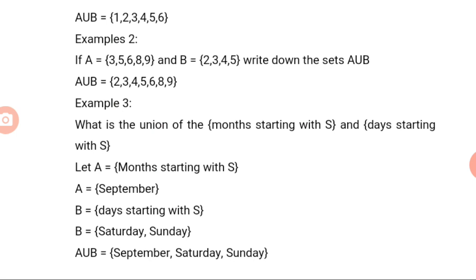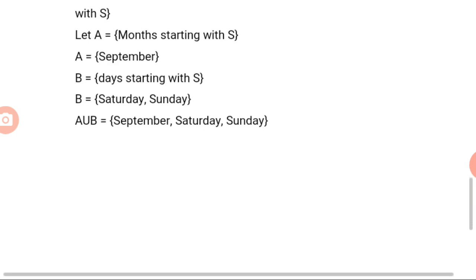Then we also gave an example of the union of sets, the one that starts with S. That is the month starting with S and the days of the week starting with S. The only month starting with S is September, and the only days of the week starting with S are Saturday and Sunday. So the union of both sets will be September, Saturday, and Sunday.